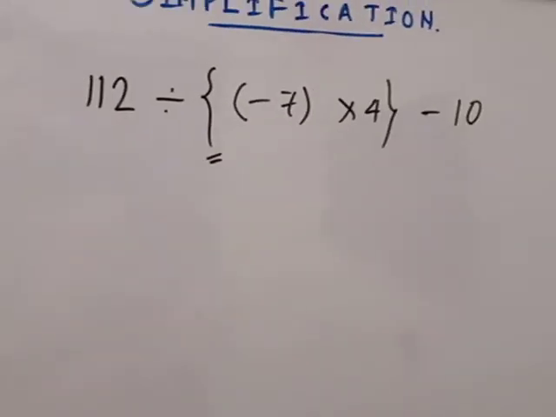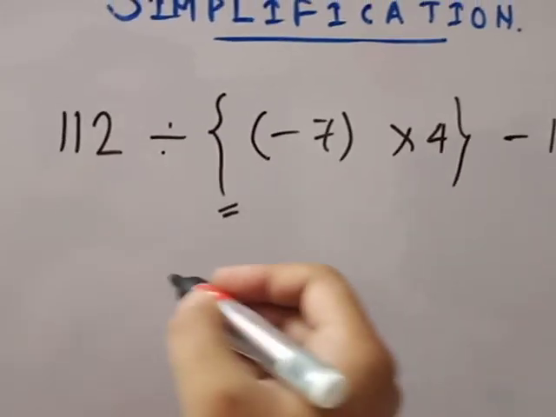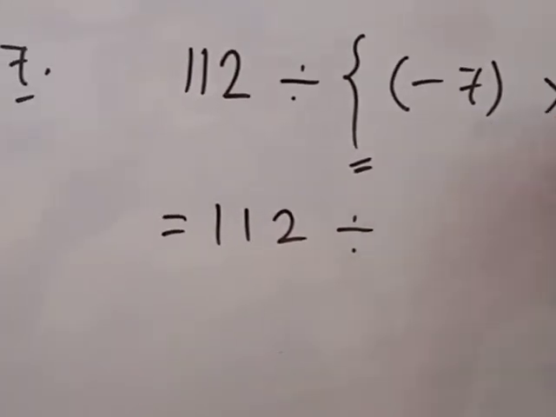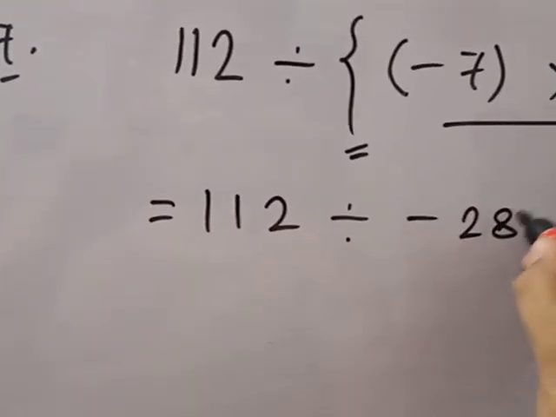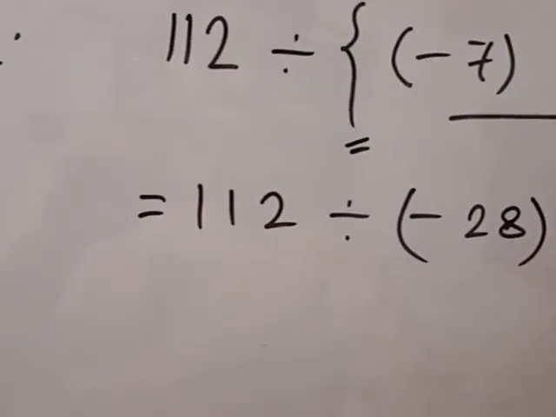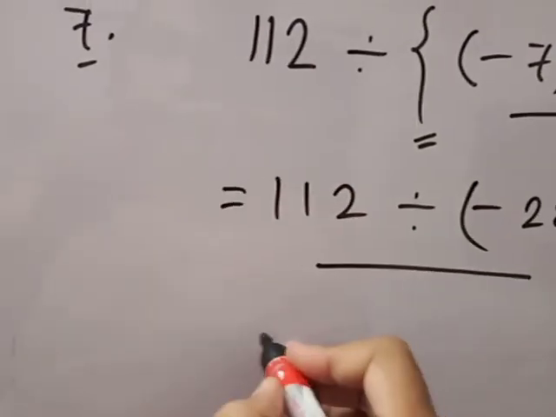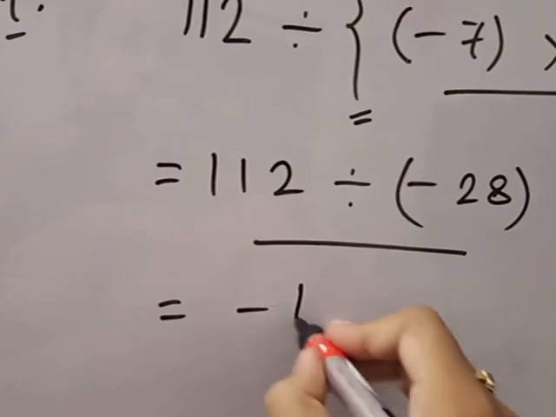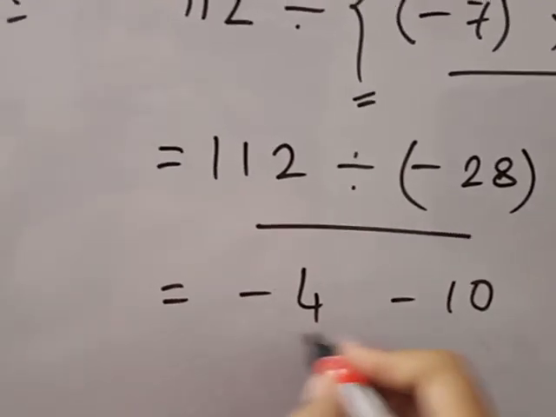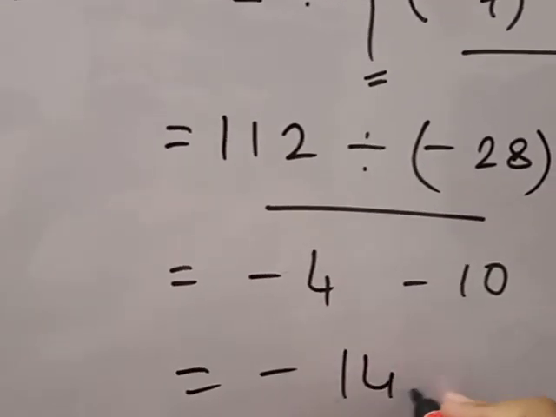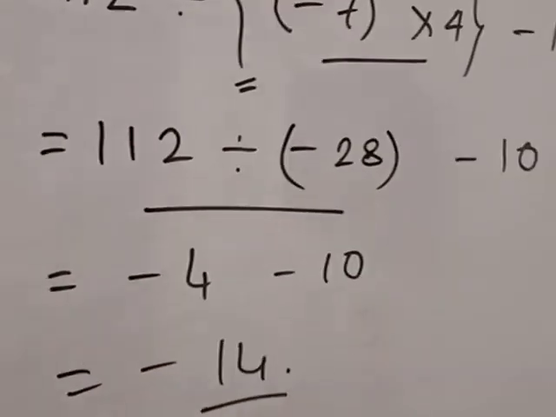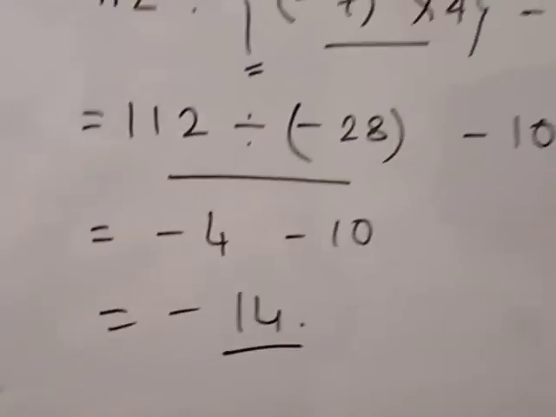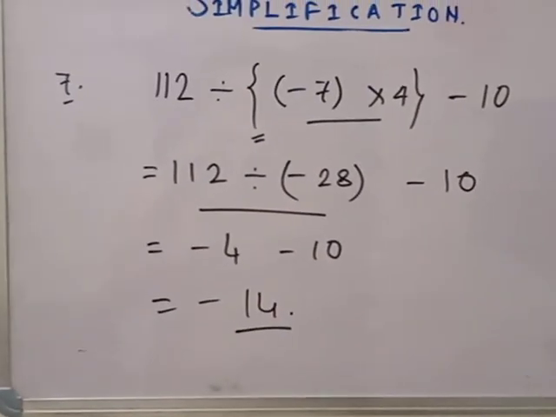Okay, so now 112 divided by, this is multiplication, so minus 28, minus 10. Now the work for the division. No bracket is there, so division, that means minus 4 minus 10. Addition is there, so minus 40. Okay. See that properly.